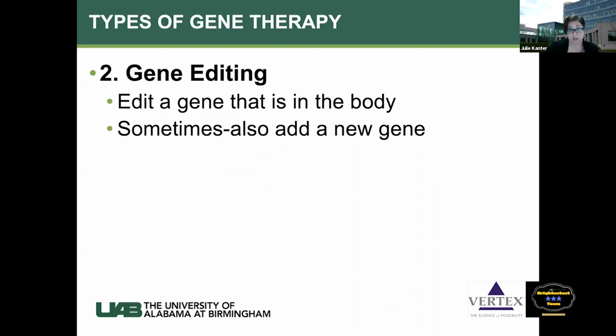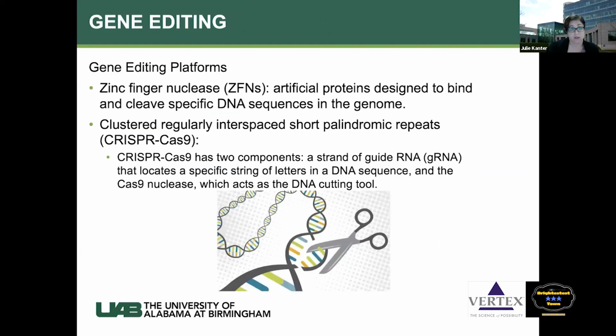There's also gene editing. This is where we don't add a new gene necessarily, but we edit a gene that is already in the body. There's a couple of different ways of doing this. Zinc finger nucleases is one way, where they're artificial proteins that bind and cleave very specific DNA sequences in the genome. Another way is called CRISPR-Cas9. This has two components. The CRISPR is a strand of guide RNA that can identify a very specific string within the DNA, and it's attached to a Cas9 nuclease. Think of it like chemical scissors.